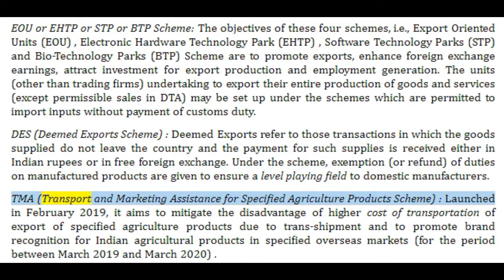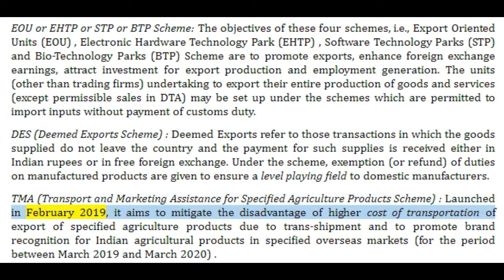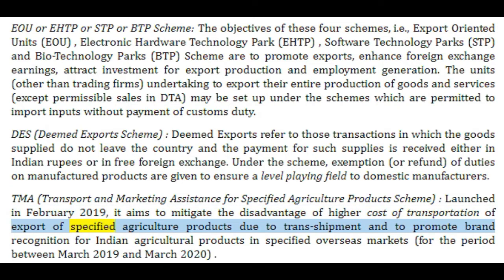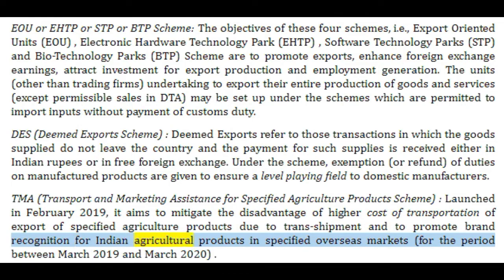TMA, Transport and Marketing Assistance for Specified Agriculture Products scheme, launched in February 2019. It aims to mitigate the disadvantage of higher cost of transportation of export of specified agriculture products due to transshipment and to promote brand recognition for Indian agricultural products in specified overseas markets for the period between March 2019 and March 2020.